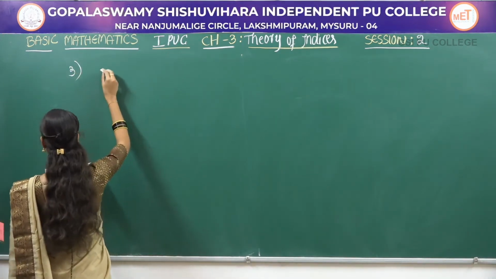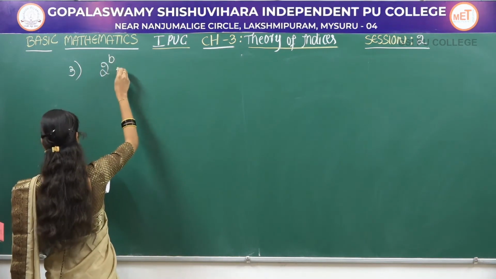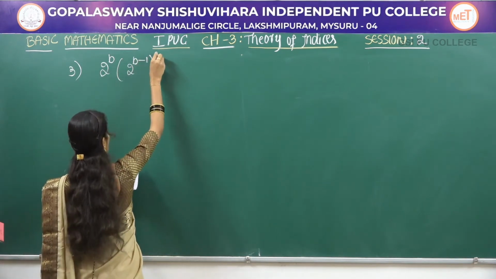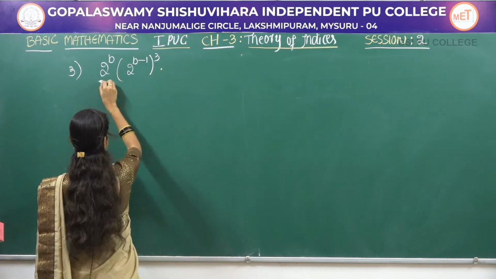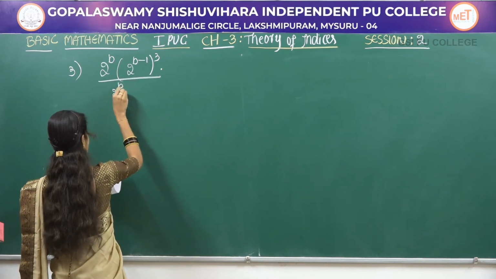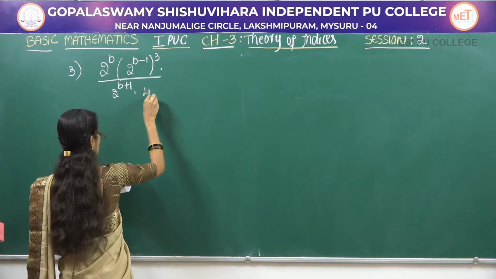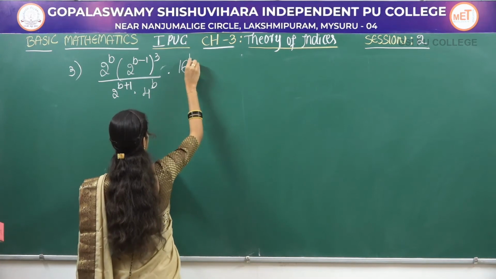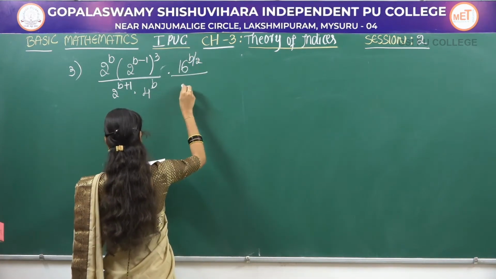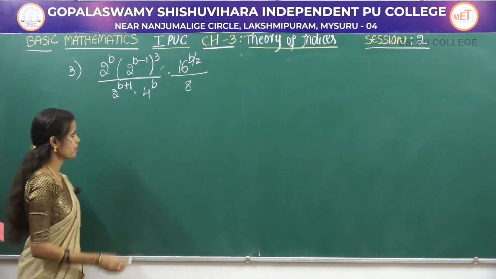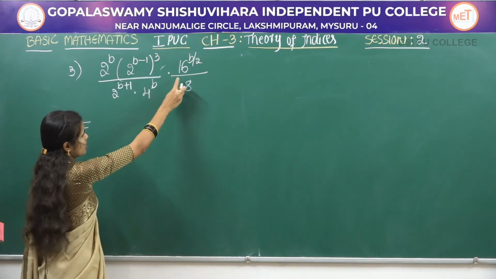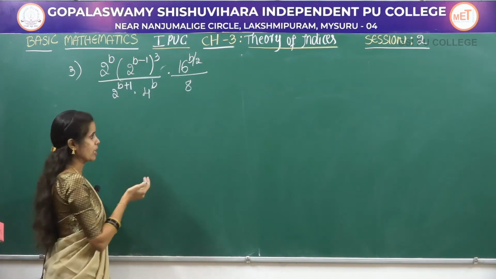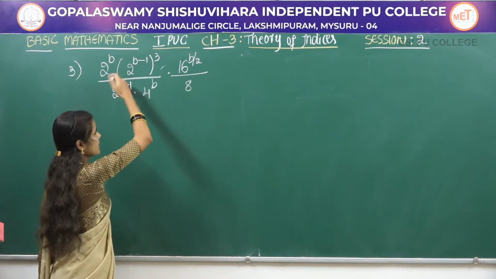Next problem, third one. 2 to the power of b into 2 to the power of b minus 1 whole cube, divided by 2 to the power of b plus 1 into 4 to the power of b into 16 to the power of b by 2 divided by 8. Okay. Now first here express 16, 4, 8 in terms of 2 because here 2 is the minimum value. So express 4, 8, 16 in terms of 2.